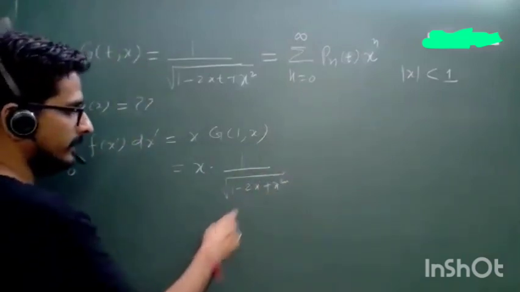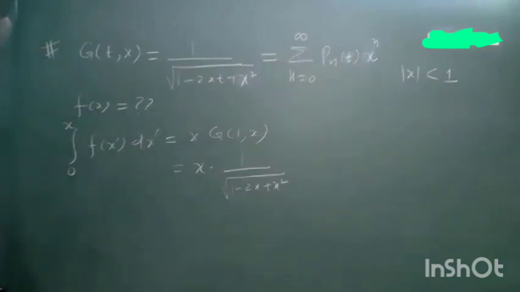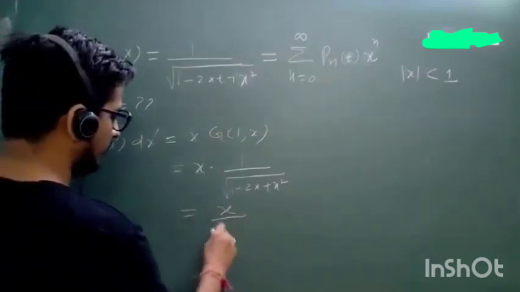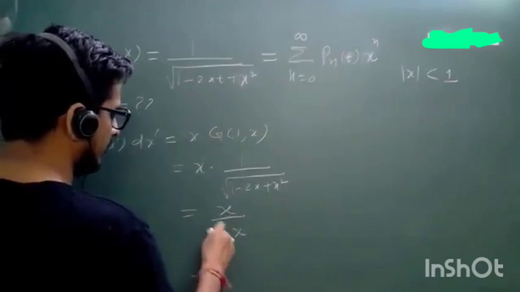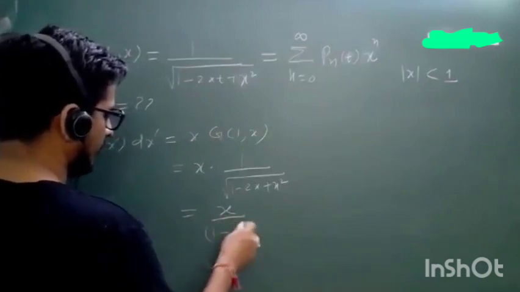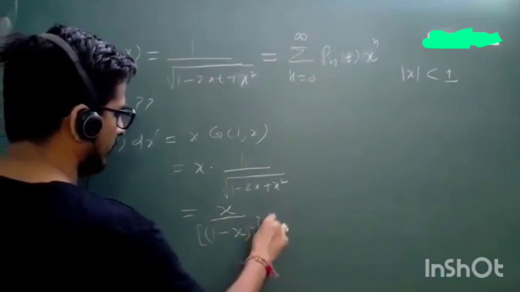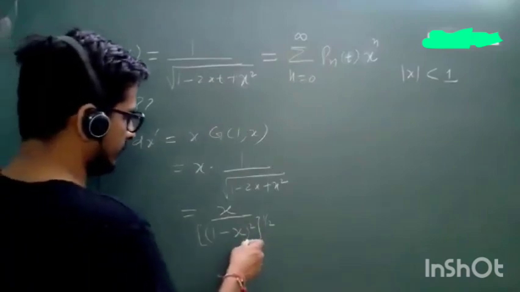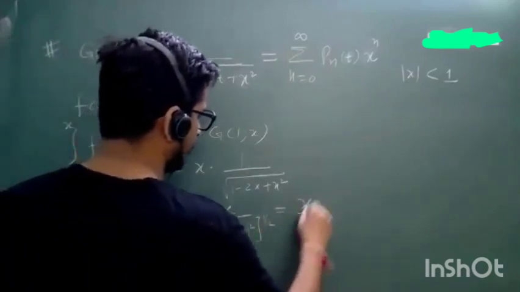So what will it become? a square minus 2ab plus b square is a minus b whole square. So write it like that, a minus b whole square. It will become 1 minus x whole square, and the power will be 1 by 2. Okay, so this will cancel and it will become x upon 1 minus x.